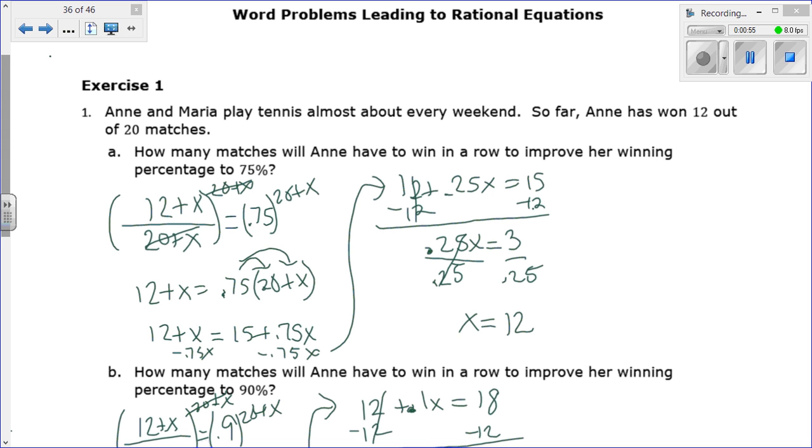For the first problem here, Anne and Maria play tennis almost every weekend. So far, Anne has won 12 out of 20 matches. How many matches will Anne have to win in a row to improve her winning percentage to 75%?